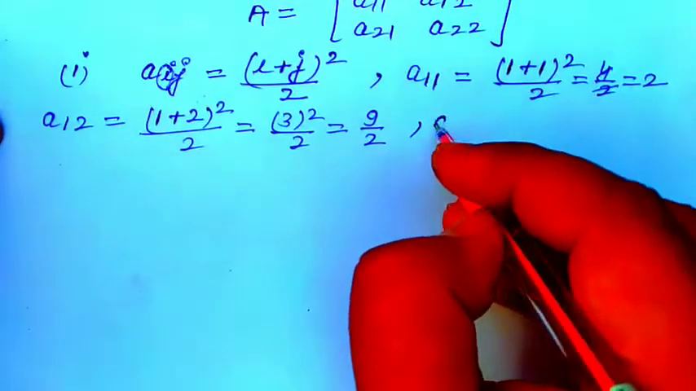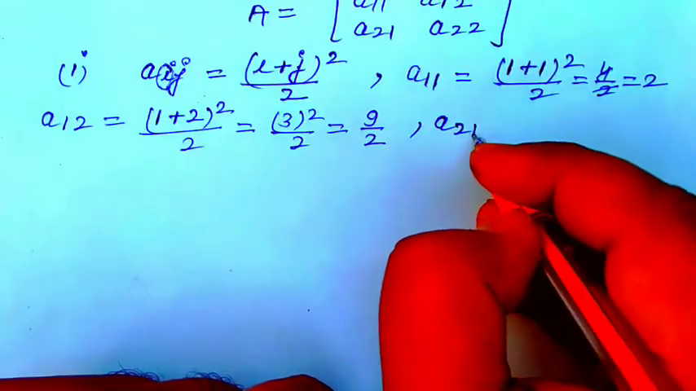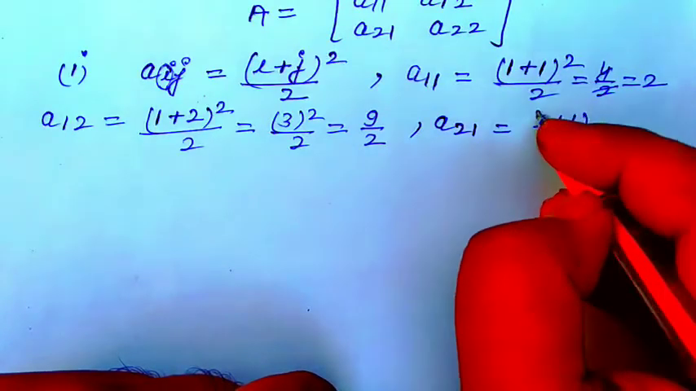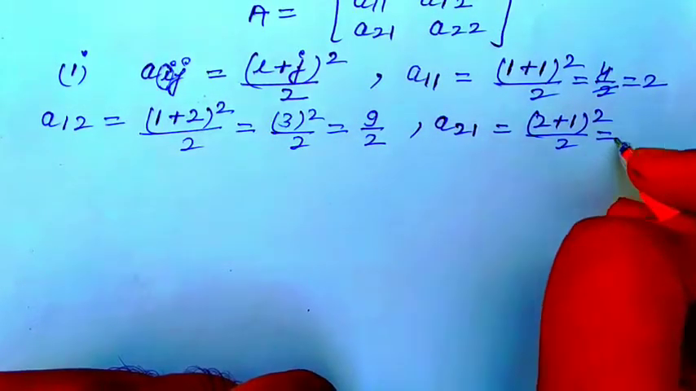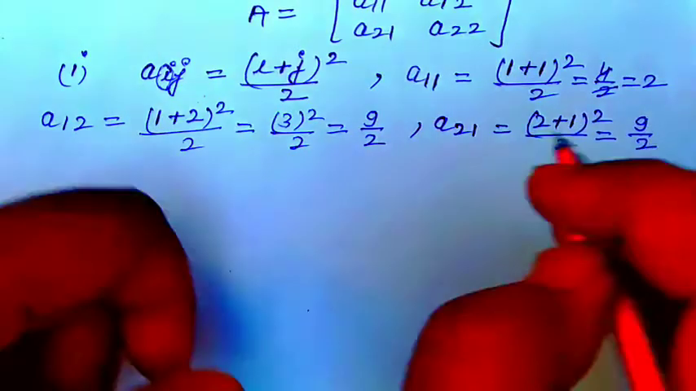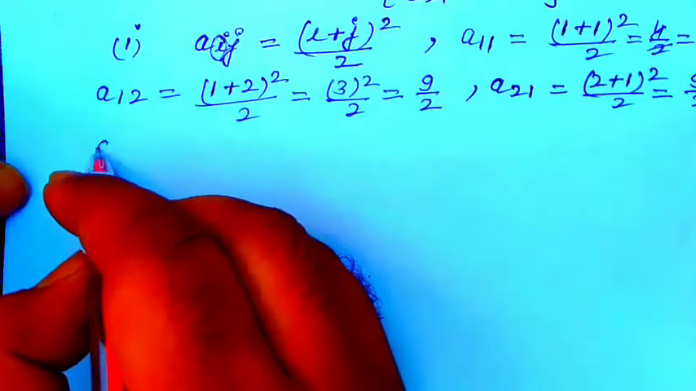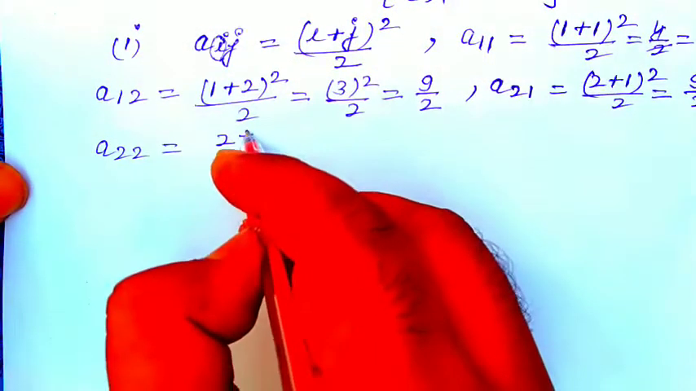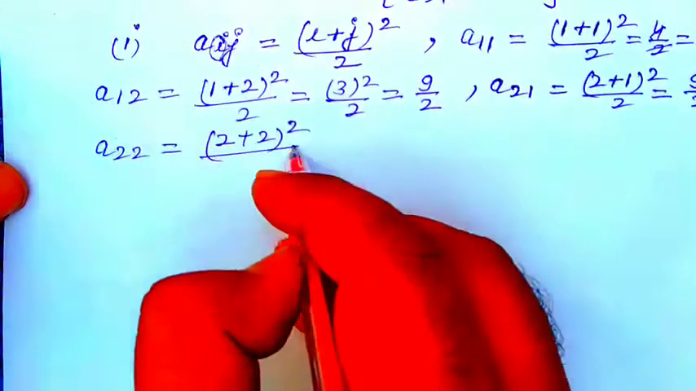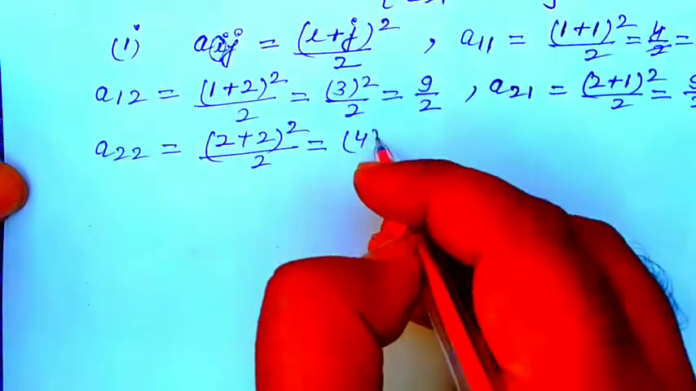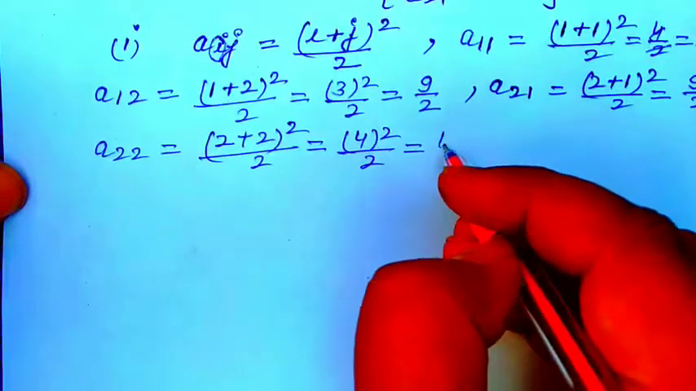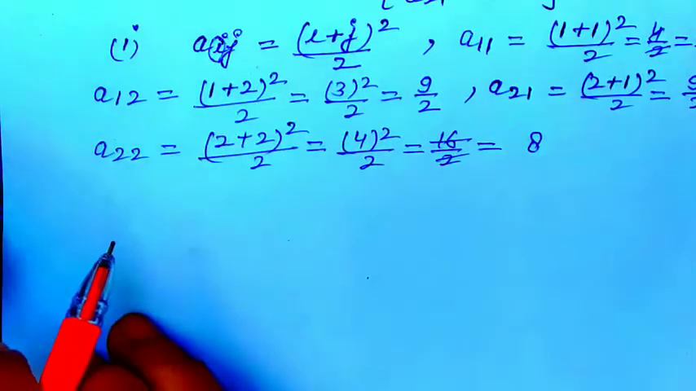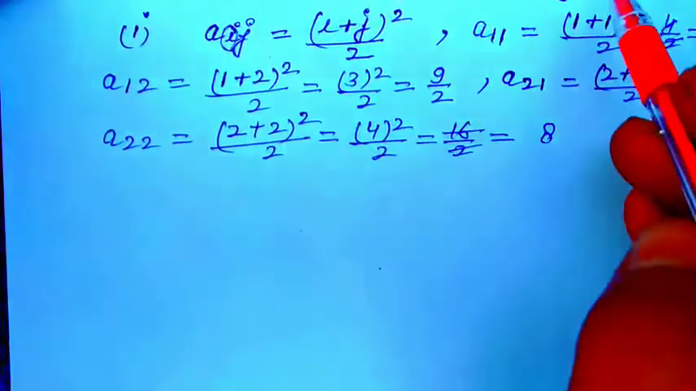Same as we can find A21. In place of i we put 2, in place of j we put 1. So we get 9 over 2 as well, isn't it? Now the last one we need to find is A22. In place of i we put 2, in place of j we put 2. So we get 4 whole square, 16 over 2, which is 8. We get 8 here. Now we can easily put these in A.